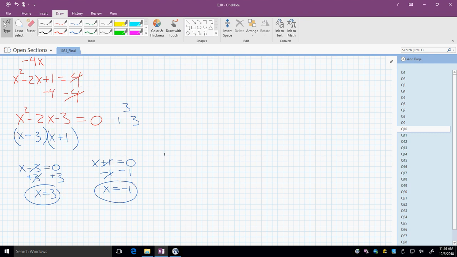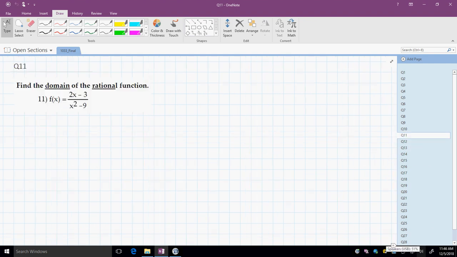Okay, question 11. Domain of the rational function. Every time they ask you for the domain and you have a fraction, you have to take care of the denominator. So we're going to rewrite it, and we have to equal this to 0. The whole point is to find which number will make the denominator 0, so we don't use that one, because that will make our fraction undefined.